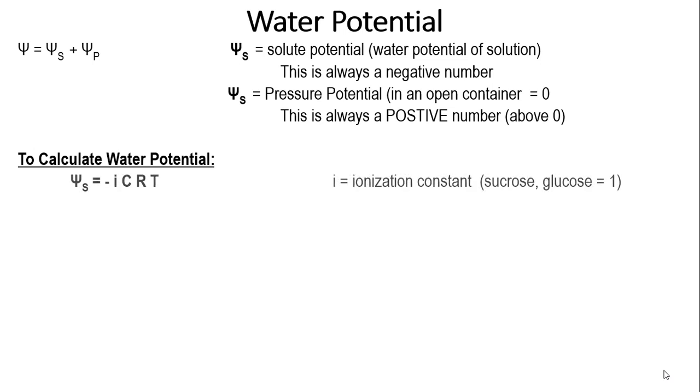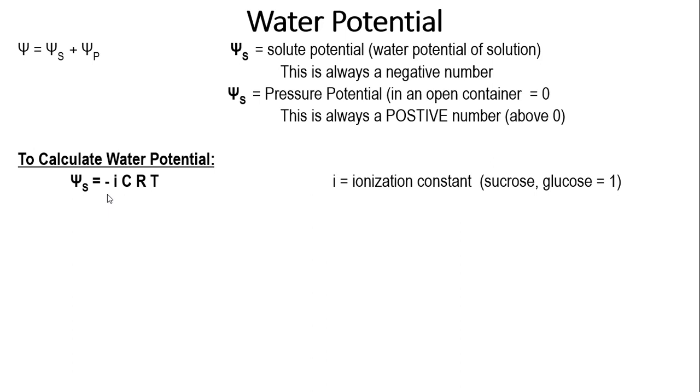All right, so if we want to figure out the water potential, also known as solute potential of a solution, we have to plug in numbers. It's negative iCRT. This little negative sign here, right? This is important. This is what allows us to make it a negative number. So just by default, it's a negative number. Now, i is the ionization constant. For something like sucrose and glucose, which do not ionize in water, it remains as a solid molecule. It's always 1.